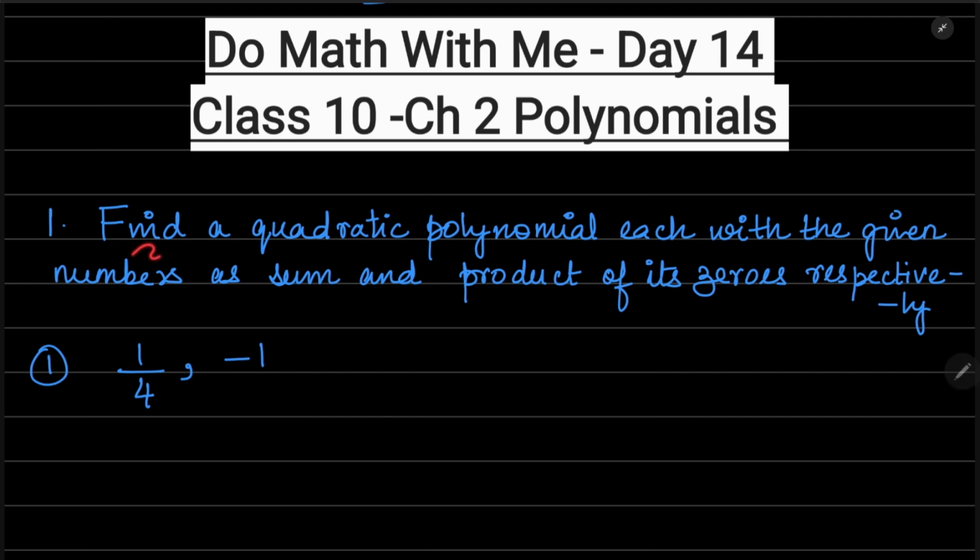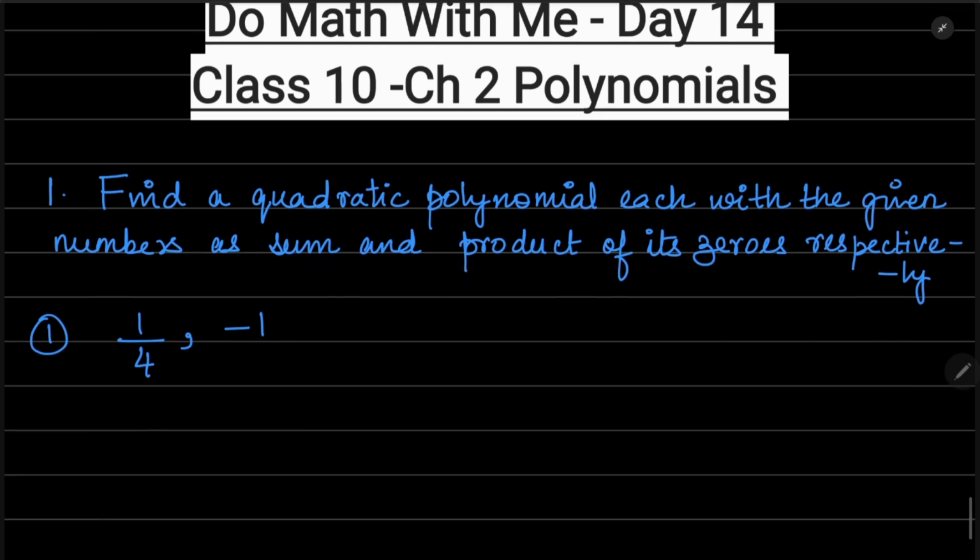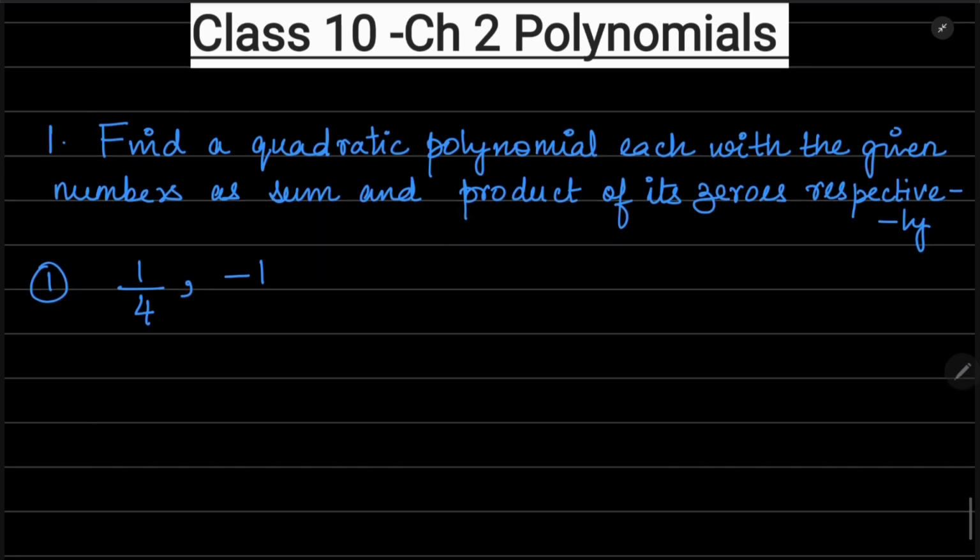Let's get started today. The first question is, find a quadratic polynomial. You have to find a quadratic polynomial, each with the given numbers as the sum and product of its zeros respectively. Let me tell you what a quadratic polynomial is.